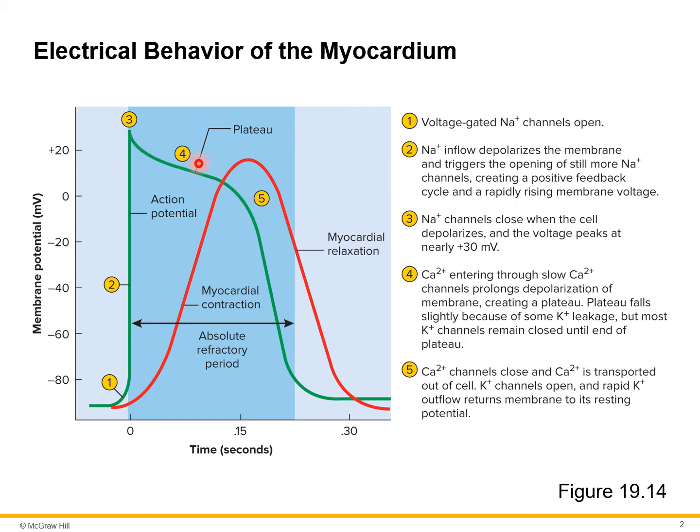Now, the first calcium channels to open up are the membrane calcium channels. These are voltage-gated, slow-acting calcium channels, and they admit only a very small amount of calcium ions into the cell. And these calcium ions that have entered the cell then bind to the sarcoplasmic reticulum and open up ligand-gated calcium channels. When the ligand-gated calcium channels open up, calcium ions pour into the cytosol from the sarcoplasmic reticulum.